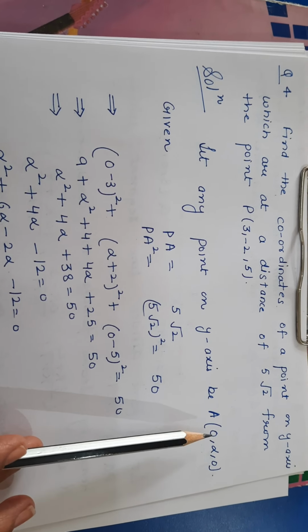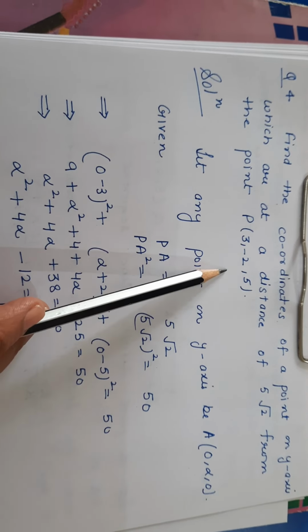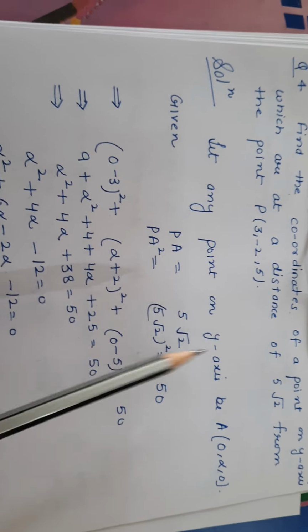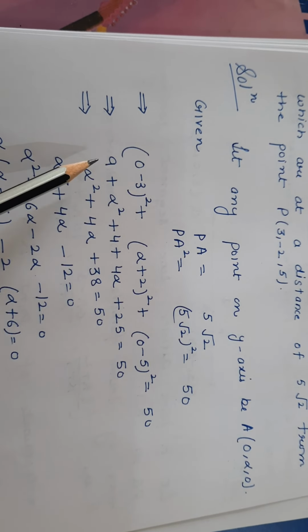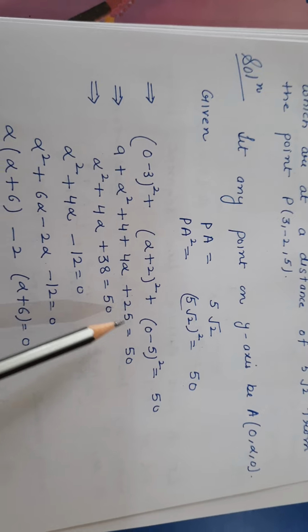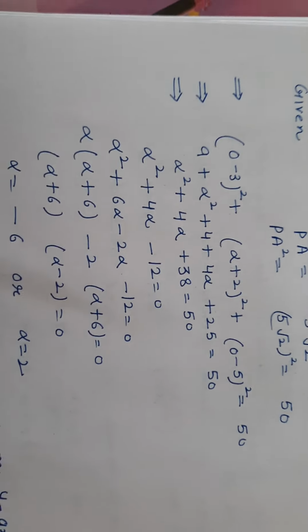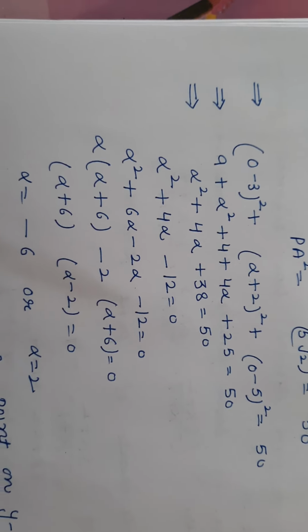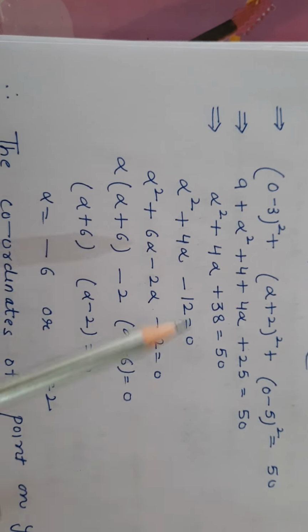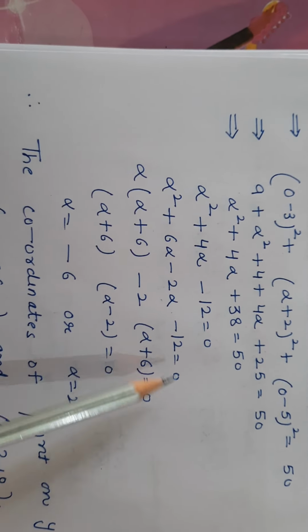It is squared here, so the root will be eliminated. (0 minus 3) whole square plus (alpha plus 2) whole square plus (0 minus 5) whole square. 3 square is 9, here alpha square plus 4 alpha, and this is 25. So we are going to have a quadratic equation: alpha square plus 4 alpha minus 12 equals 0. The factors are alpha square plus 6 alpha minus 2 alpha minus 12 equals 0.